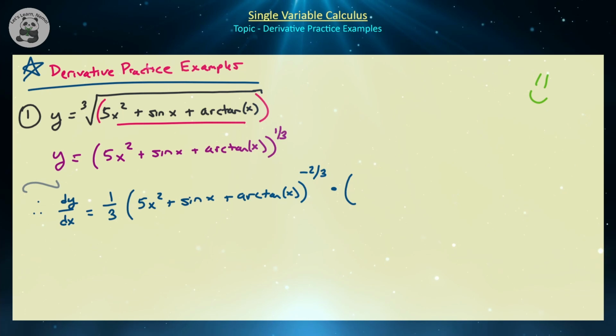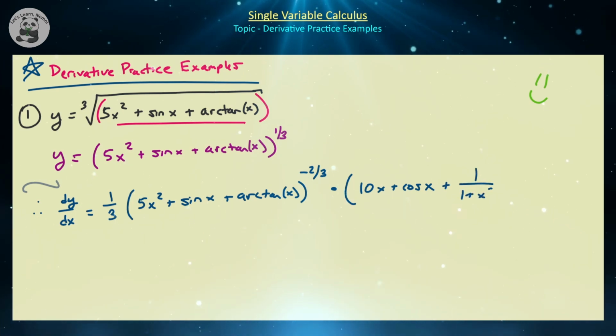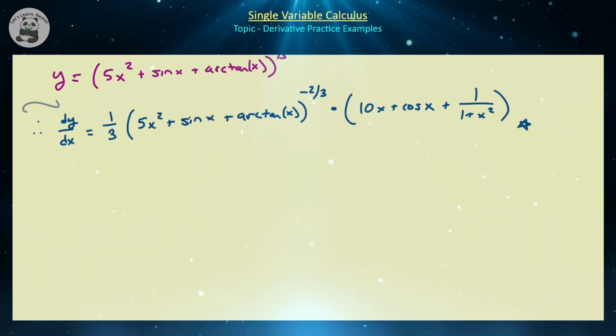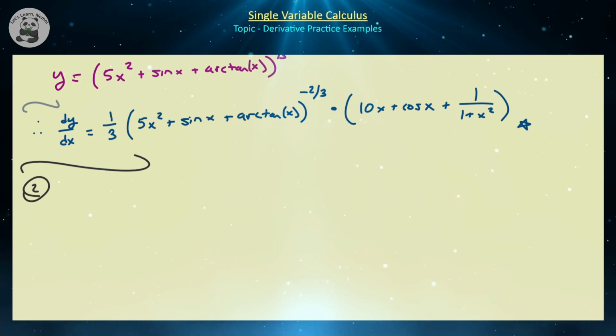So the derivative of 5x squared by the power rule is going to be 10x. The derivative of sine we know is going to be equal to the cosine, and the derivative of the arctangent function is going to be 1 over 1 plus x squared, and that is the derivative of that original problem. So quite simple. So let's look at a second example.